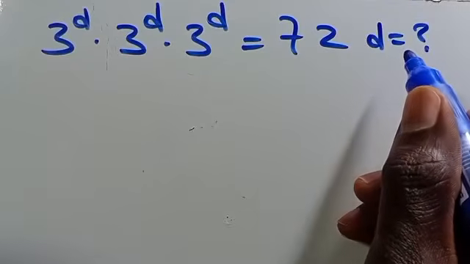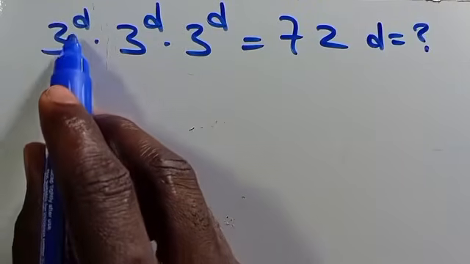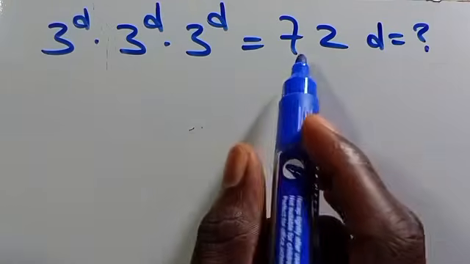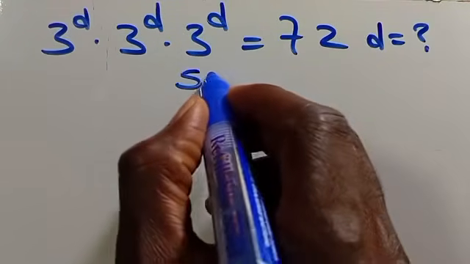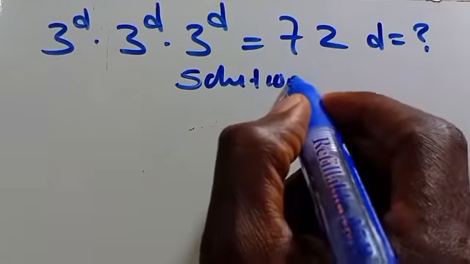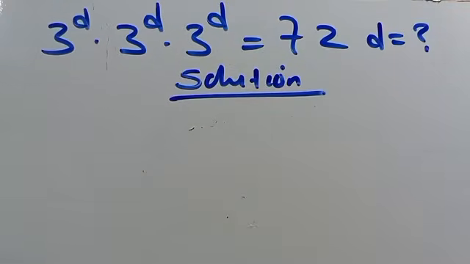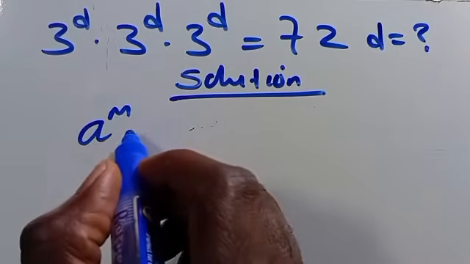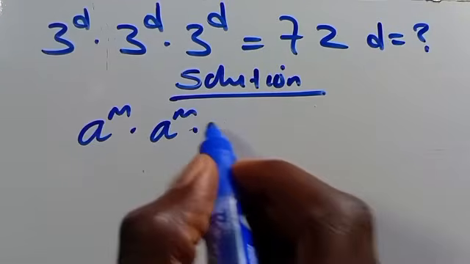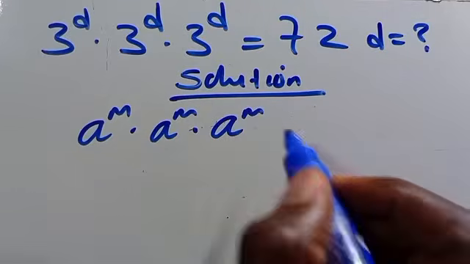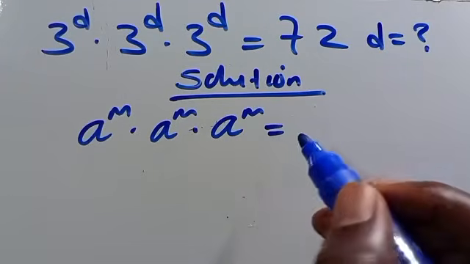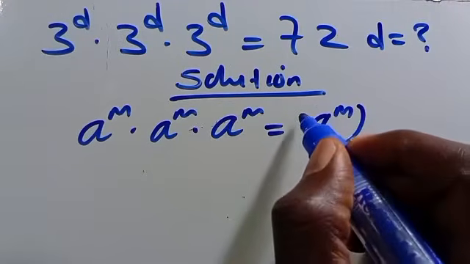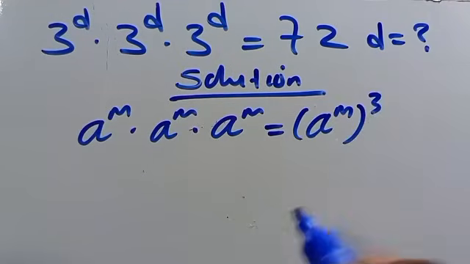What is the value of d, given that you have 3 to the power of d multiplied by 3 to the power of d multiplied by 3 to the power of d equals 72? So from here, when we have a to the power of m times a to the power of m times a to the power of m, it always equals a to the power of m in parentheses to the power of 3.